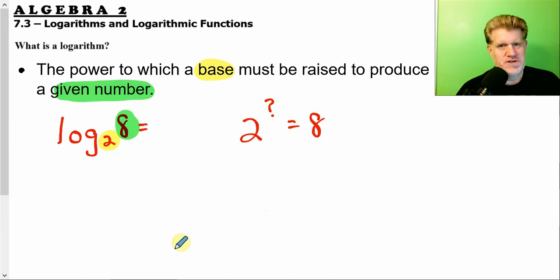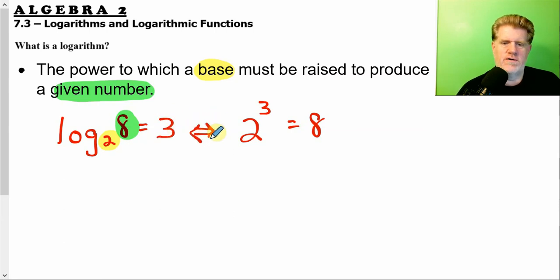Now you guys know this. We've been doing these exponents for a while. It's 2 to the third power. So since 2 to the third power is 8, that means the log base 2 of 8 equals 3. That's how these are related to each other. Okay? So you've got your number that you must obtain. You've got your base and a power.